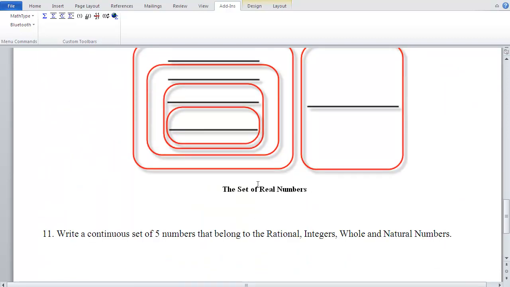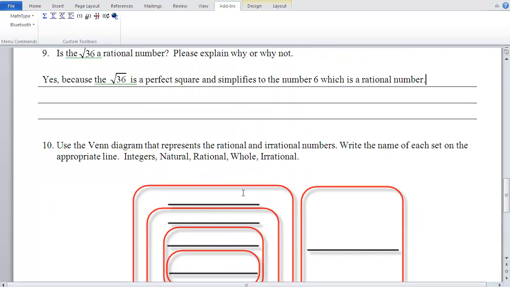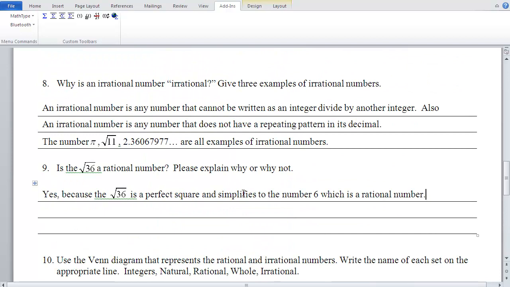Okay, number 10, you can use number 1 to help you, and number 11, I'm going to let you do that one on your own. So that's the end of this video.